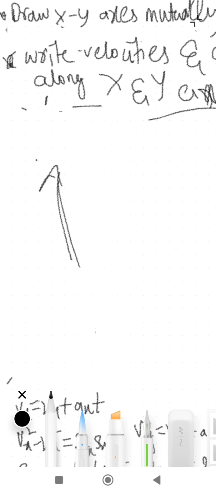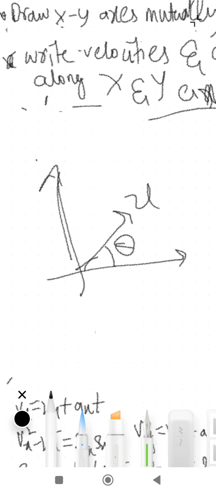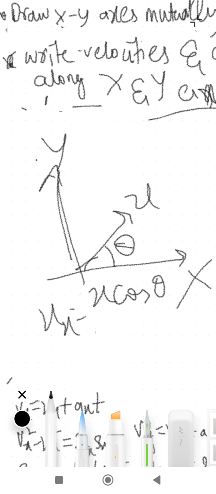This is a projectile. I am projecting a ball with a velocity u initially, which makes an angle theta with the x-axis. So let me assume this to be u cos theta, which is the velocity along the x direction. This is our x-axis and this is our y-axis. According to the first step, the x and y axes are mutually perpendicular to each other. So it's u cos theta in the x direction and u sin theta in the y direction.